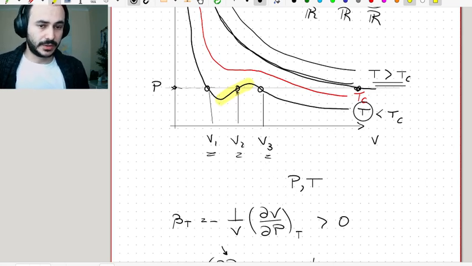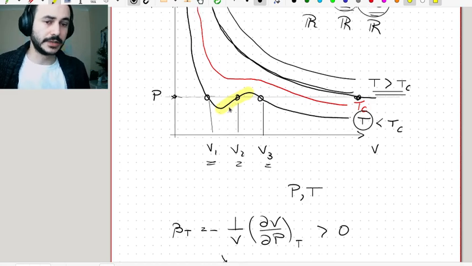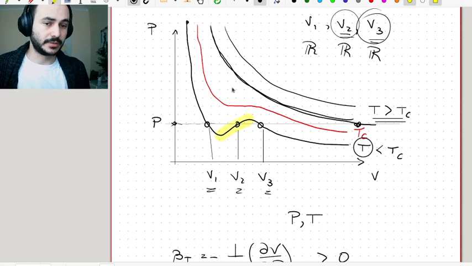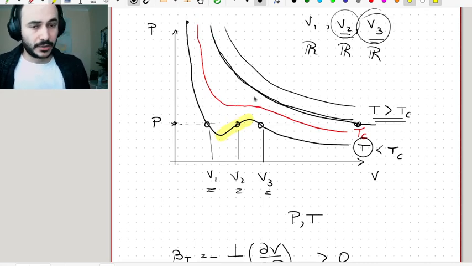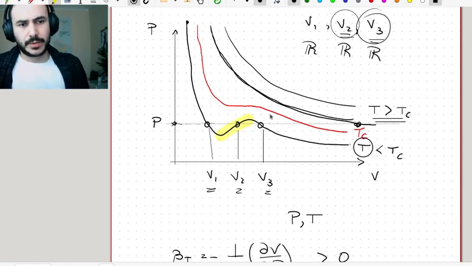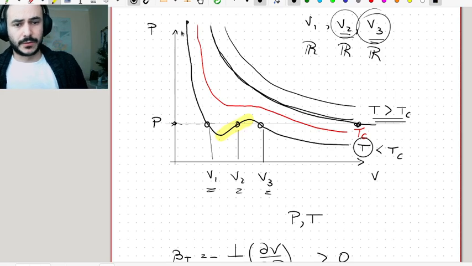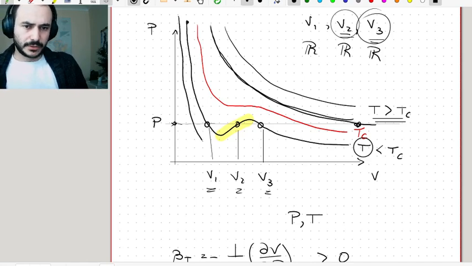Somehow the states of a van der Waals gas that are in this part of the isotherm should be unstable, because if they were stable, the curve should be monotonically decreasing. Now there are even bigger problems with the van der Waals equation of state, and if you keep reducing the temperature and plotting more isotherms, you will see that they look something like this.